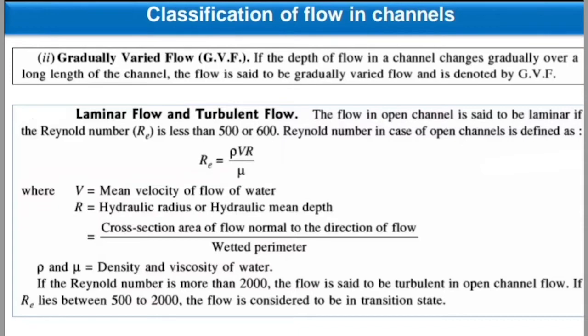Laminar flow and turbulent flow. The flow in an open channel is said to be laminar if the Reynolds number is less than 500 or 600. If the Reynolds number is more than 2000, then the flow is said to be turbulent.